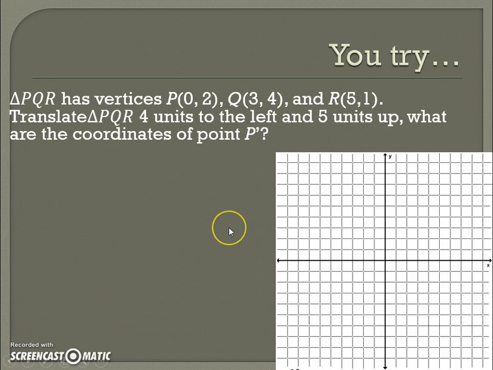Hey guys, I apologize for this. I noticed I made a mistake. I don't want you doing 6 to the right and 3 down. I want you doing 4 units to the left, 5 units up on the you-try. So answer will be up in 3, 2, 1.